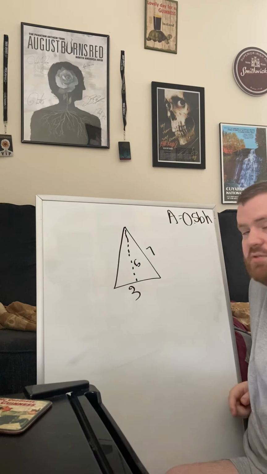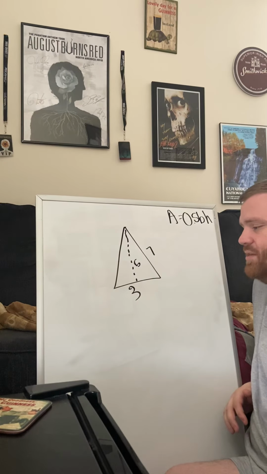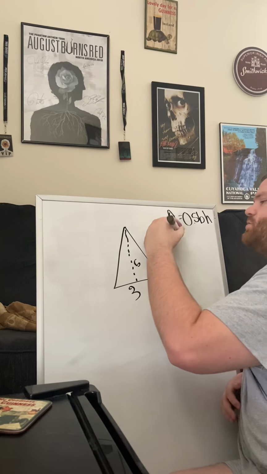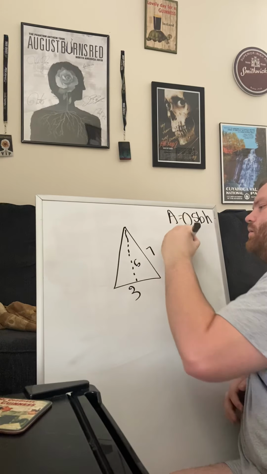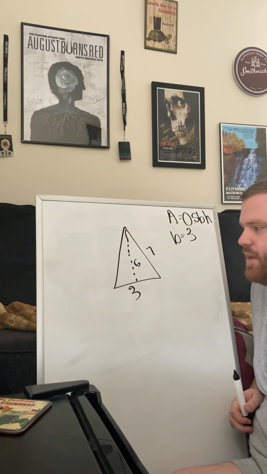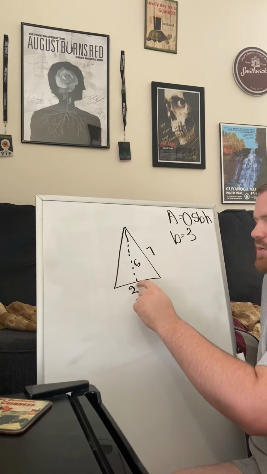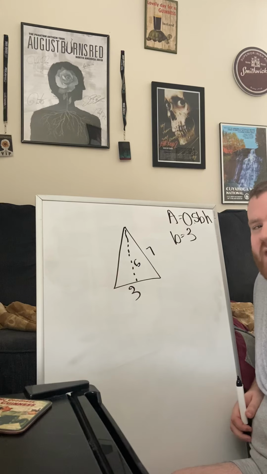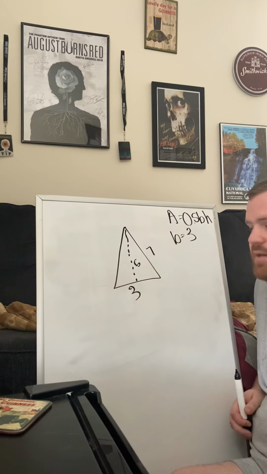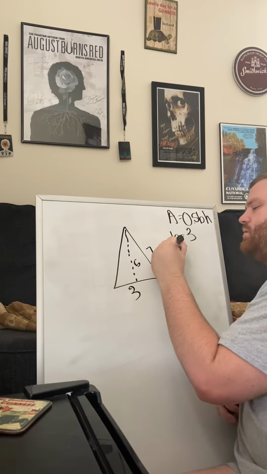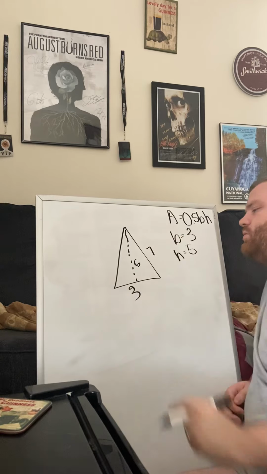So I have to figure out what my base is and what my height is. If you guys could tell me what the base is, you would know that it is 3 because it's at the bottom, going from left to right. So my B is 3. Now, my height, which one would that be? Would that be 7 or 5? It would be 5, because 5 is going straight up from the bottom to the top. 7 is going at an angle, so that cannot be our height. That's more of a slant height. Our actual height is 5. Okay? So my H is going to be 5.